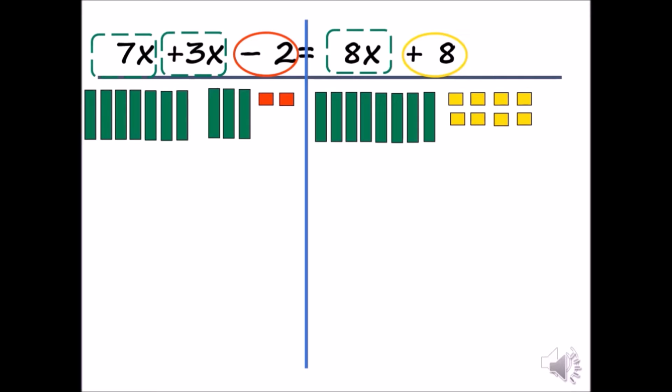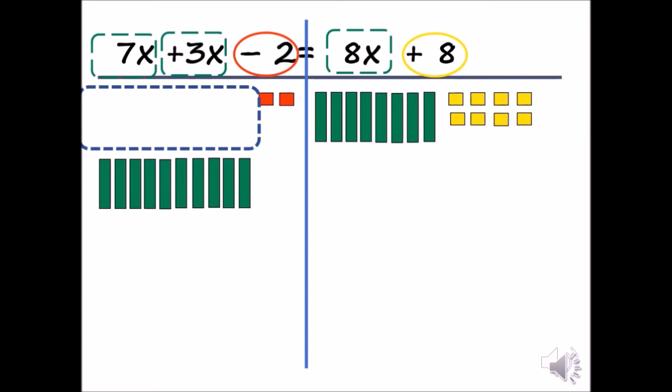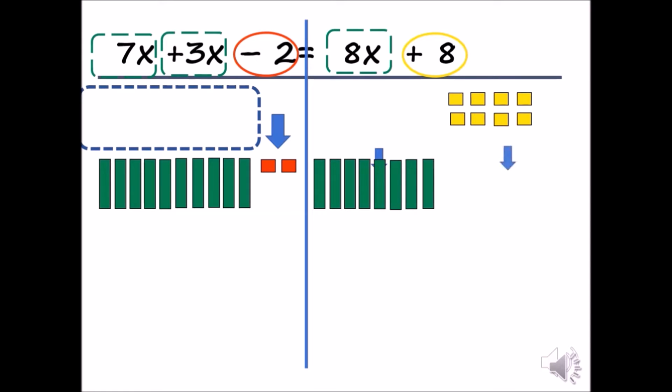If you'll notice, on the left side of the equation there are 2 separate groups of like tiles, the variable tiles, on the same side of the equation. We first want to combine these into one group of x's. So we'll look at our 7x and our 3x and put them together to give us 10x. And then we'll bring down each part of the equation that we hadn't combined yet: the negative 2, and on the right side of the equation, our positive 8x and our positive 8.